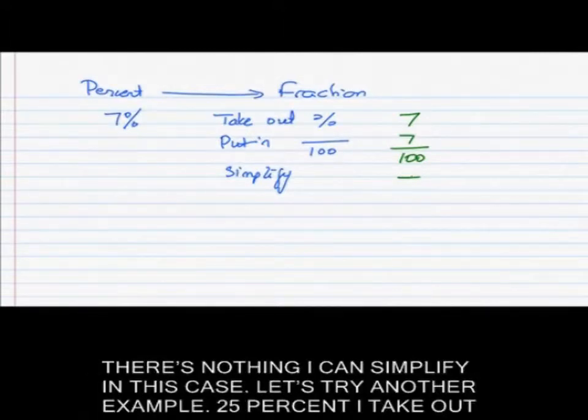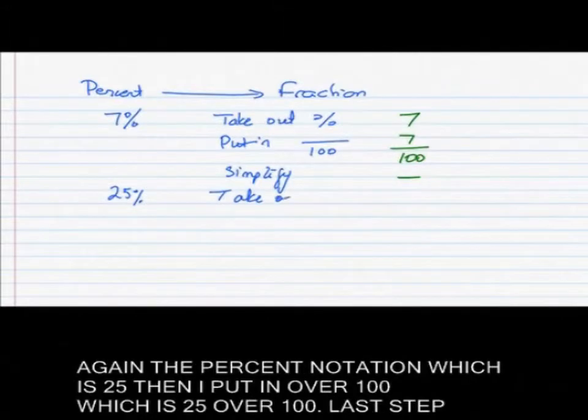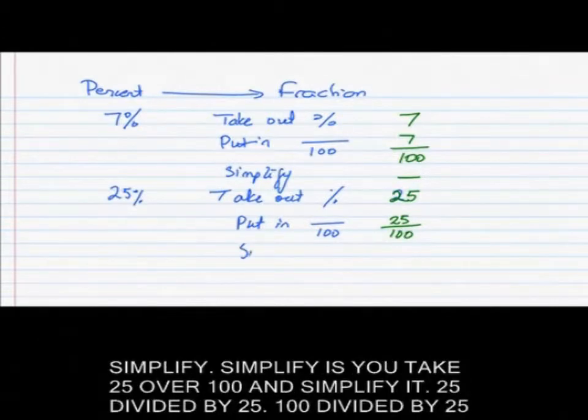Let's try another example. 25%. I take out, again, the percent notation, which is 25. Then I put it over 100, which is 25 over 100. Last step, simplify.